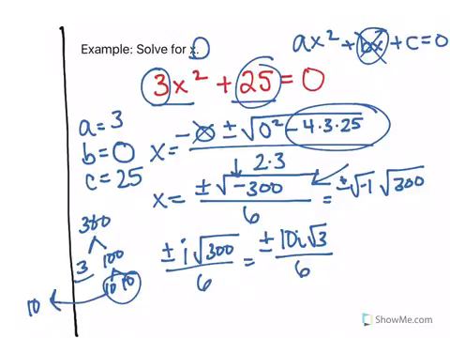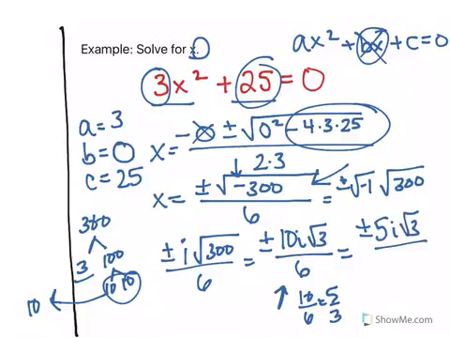So we've done our factoring. Now we need to simplify because 10 over 6 can be simplified. So we're going to rewrite this as plus or minus, we're going to simplify this down to 5i square root of 3 all divided by 3, and that's our final answer.